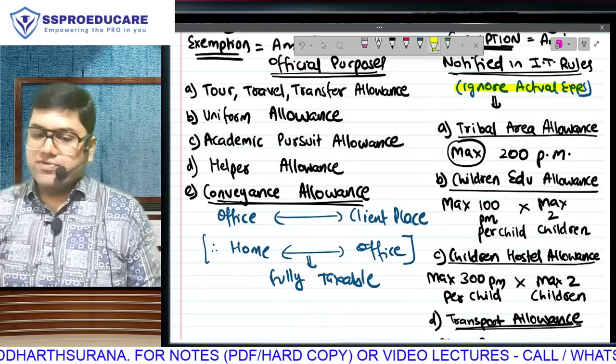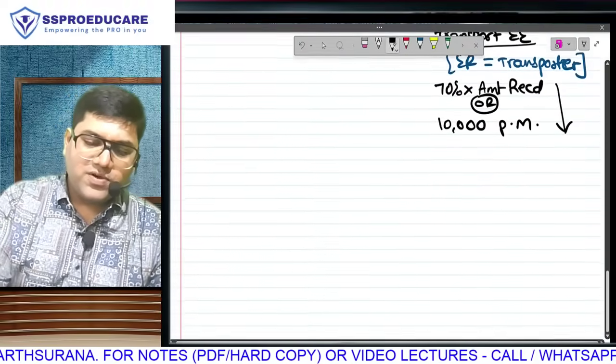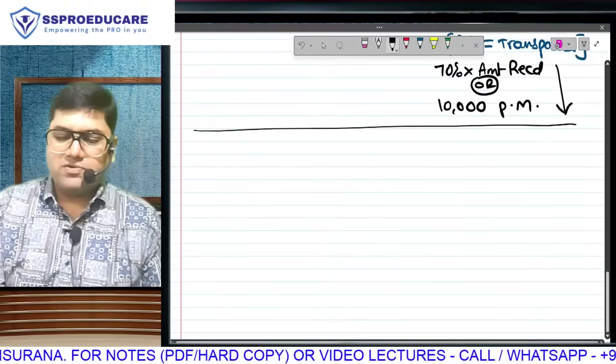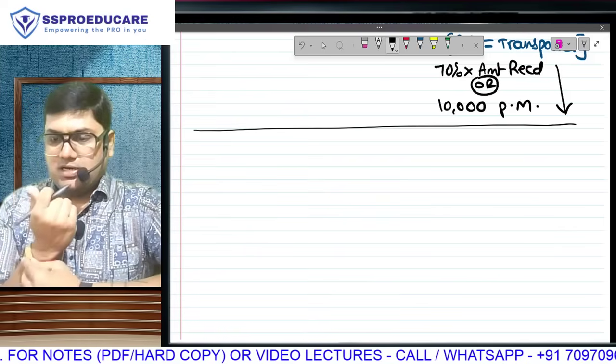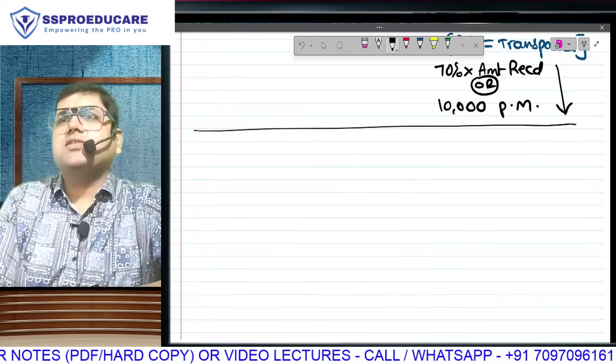Everyone is clear? With this we get done with the first part of the chapter. Remember, the chapter was divided in two parts. Which? Allowances and perquisites.